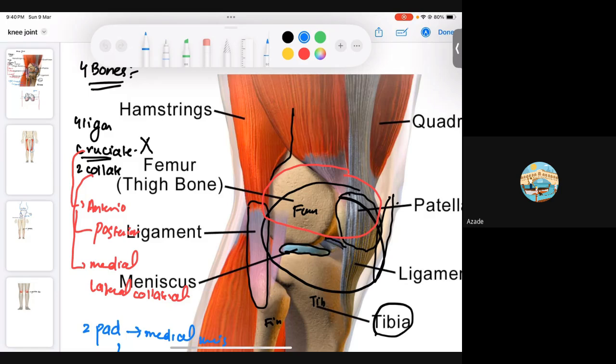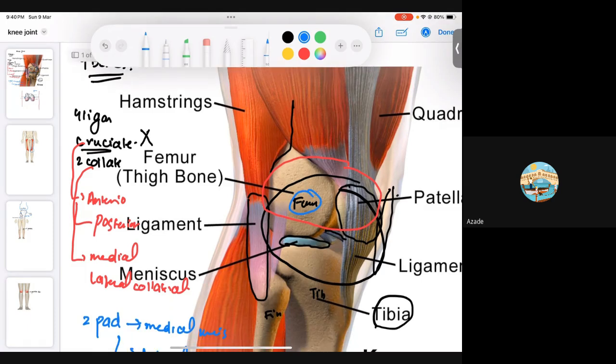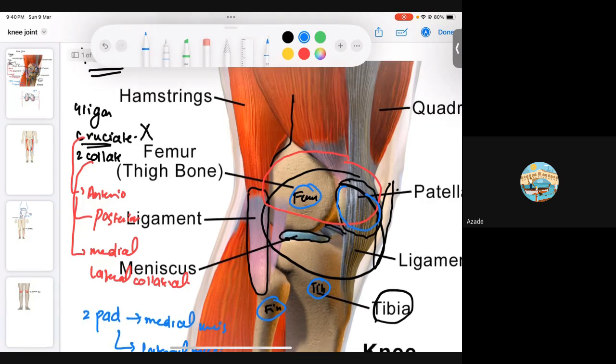We discussed we have four bones inside the knee joint. We have our femur, which I have already illustrated here. We have our tibia, our fibula, and patella, a small bone. We'll be discussing each one in detail. We discussed that we also have some ligaments there.